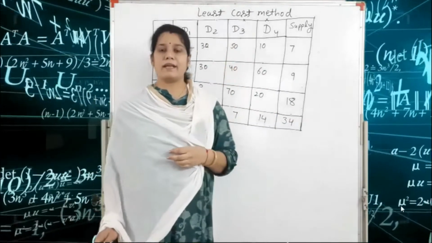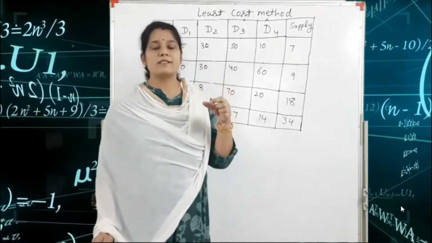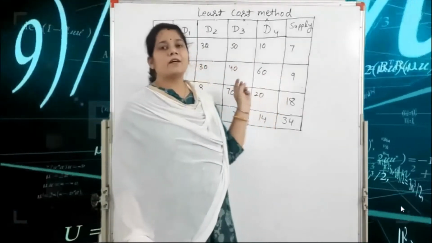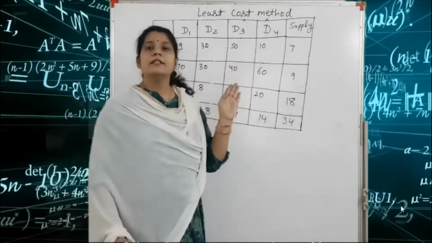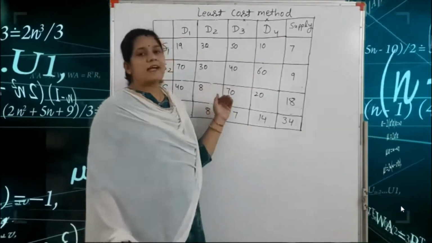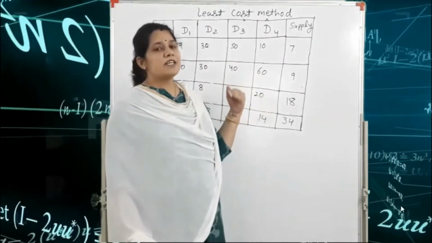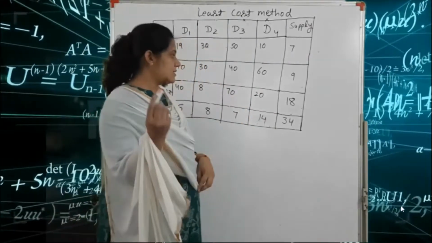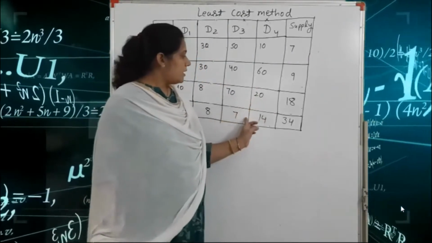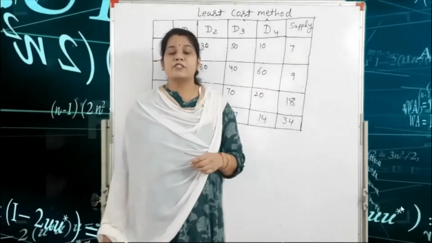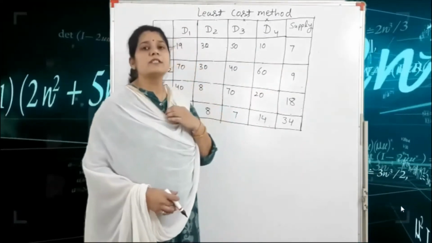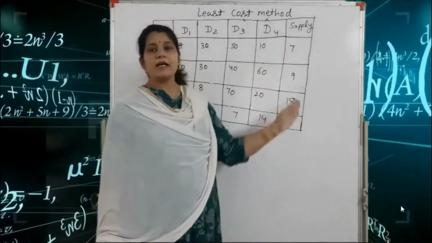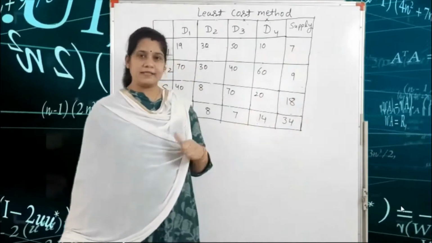As per the name, what is the meaning of the least cost? That means first we choose the lowest number according to our supply and demand. So before starting this method, first we check two conditions. What are the two conditions? Condition 1: first we check whether our question is in balanced form. That means if supply and demand are equal. So first we check that supply and demand are equal.